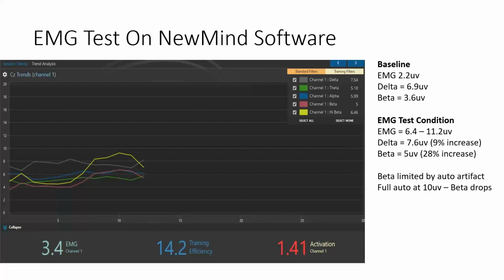So I just did a little quick test with our equipment, just for fun. The EMG baseline when I was there was 2.2. The delta was about 7, and the beta was about 3.6. A little bit low. I'm an old guy.